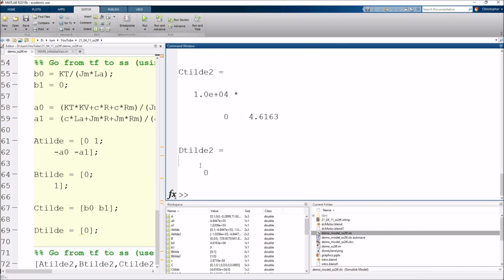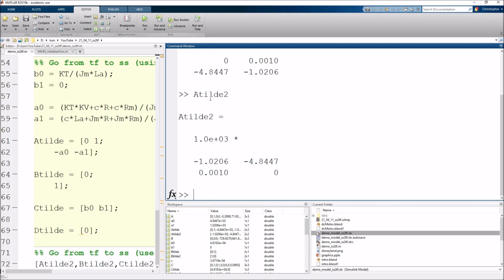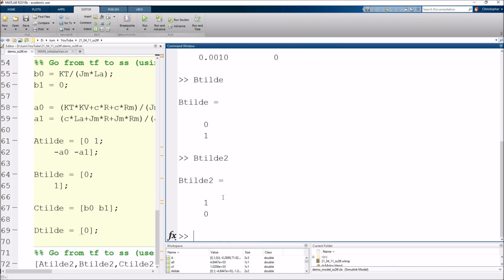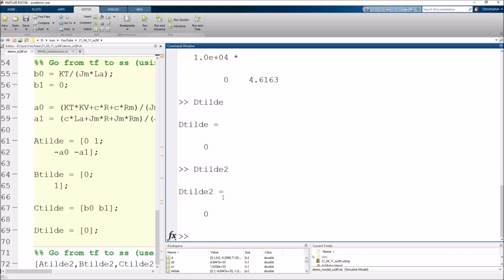We can look at the differences, just for giggles. Let me clear this. Let's look at A tilde. This was the A matrix for controllable canonical form. And now what Matlab just calculated for us was the A matrix for controller canonical form. As you can see, they're not the same. They're kind of similar. Similarly, we can look at B tilde and B tilde 2. Again, looks a little bit different. C tilde 2 looks a little bit different. The D's are going to look the same. They're going to be zeros, right? Okay, so now this is another representation.